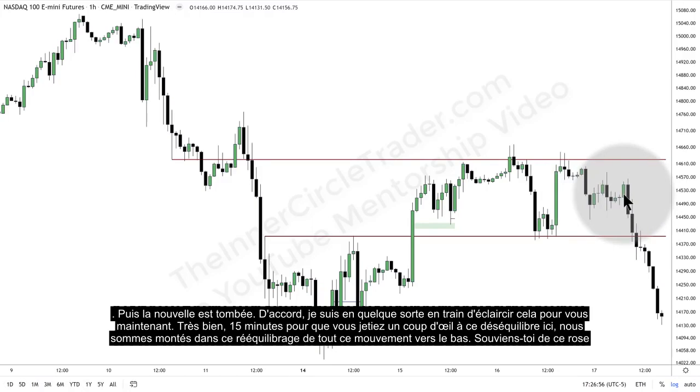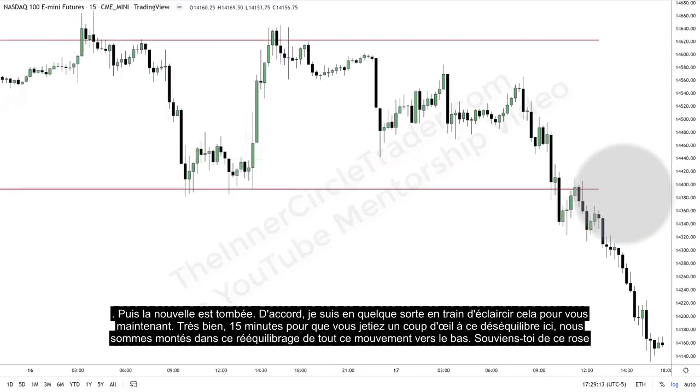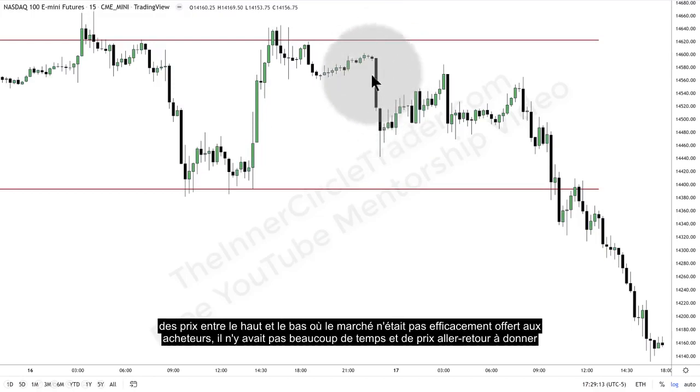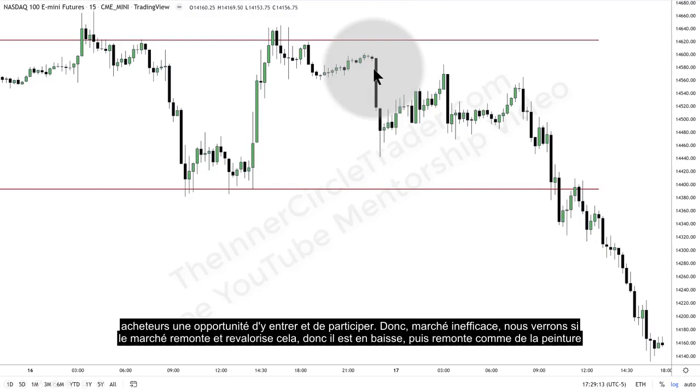Okay, so hopefully I've cleared that up for you now. All right, 15-minute time frame. I'm taking a look at this imbalance here. We rode up into that, rebalancing all this movement down. Remember that paint roller analogy I gave you? The paint was applied to the wall going down, but if all this movement was given to that one single candle, there's going to be little porous places in prices between the high and the low where the market wasn't efficiently offered for buyers. There wasn't much time and back and forth pricing to give buyers an opportunity to get in there and participate. So an efficient market will see the market go back up and reprice that.